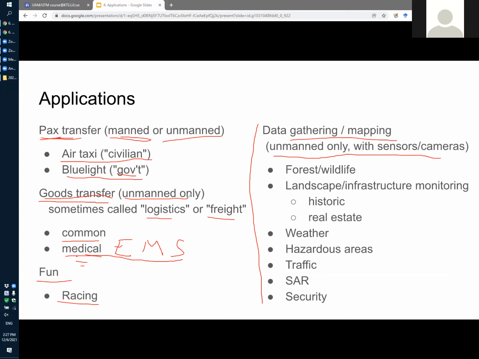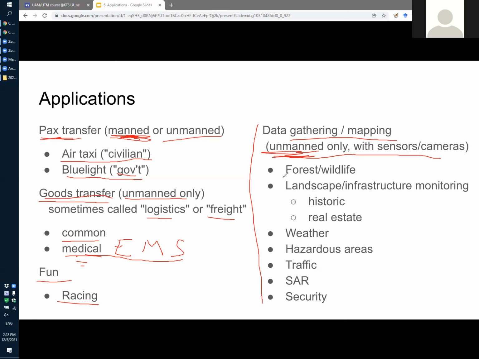So in general, we're trying to get rid of the pilots and have smaller things flying goods around. So maybe only when we transfer passengers, we would have to start with crewed or piloted, onboard pilot operations. In all other applications, they will most likely be unmanned. You don't want to have a person flying a drone just to gather some data.